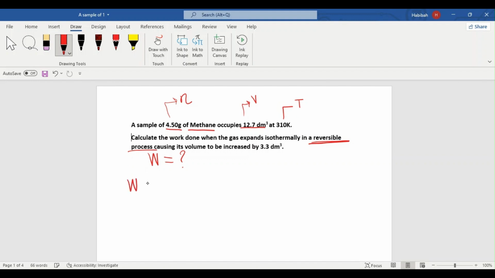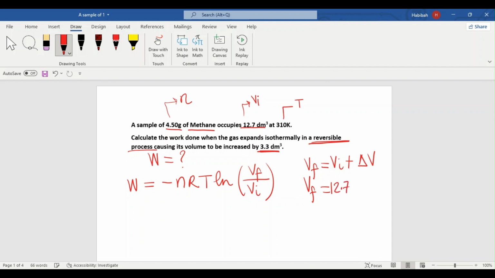To determine work in a reversible process when the gas expands isothermally, we have W equals negative nRT ln, natural log, of V final divided by V initial. So that is what it is. In a reversible process, causing its volume to be increased by, not increased to, because that is different from increased by. Whatever the initial volume is, which we're told here is 12.7 dm cubed, the final volume is going to be the initial volume plus the change in volume. So V final, which we don't know, is V initial plus the change in volume, so 12.7 dm cubed plus 3.3 dm cubed.